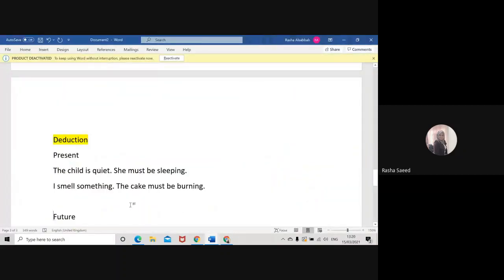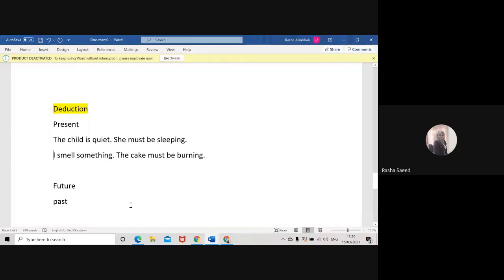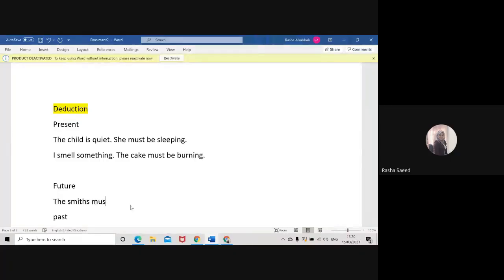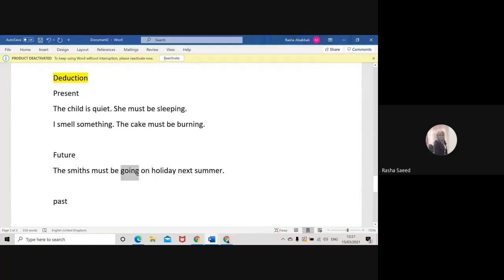So, deduction about the present time, we said that this can either be a present activity or present situation or an action. When we talk about the deduction about the future, okay, the Smiths must be going on holiday next summer. It could be that they would go on a holiday. We use must be going with the future.